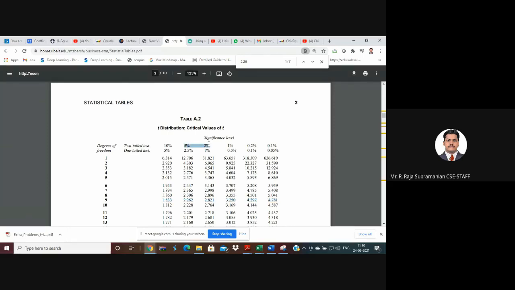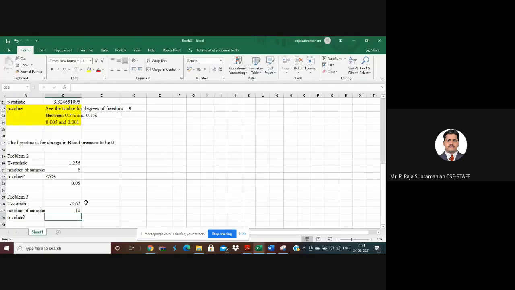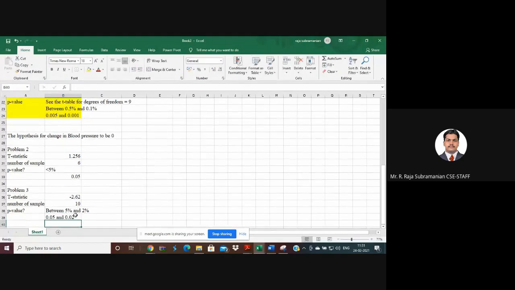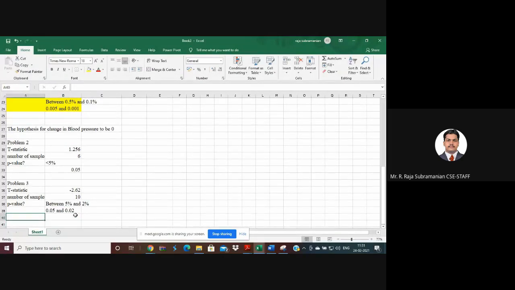Why are we saying it is double? Because if I draw the t distribution, I will be seeing values at both ends. If it is only a single-tailed t-test, I will see the value at only one end. So my p value will be between 5% and 2%, that is, between 0.05 and 0.02. This is how you need to estimate the p value.